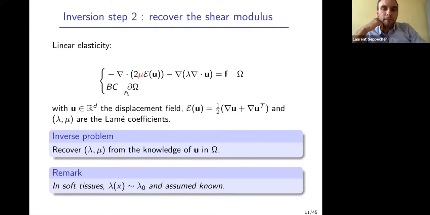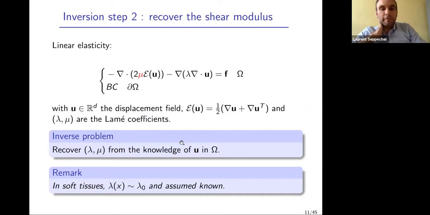You don't have a complicated tensor, you just have the two Lamé coefficients, lambda and mu. Mu is the shear modulus, lambda is the compressive modulus. And you have some boundary condition that you apply to create some displacement. E of u is the strain tensor, so the symmetric gradient of the displacement here. Lambda and mu are the two Lamé coefficients, and you want to recover somehow lambda and mu together. It's always two coefficients when you deal with linear elasticity.